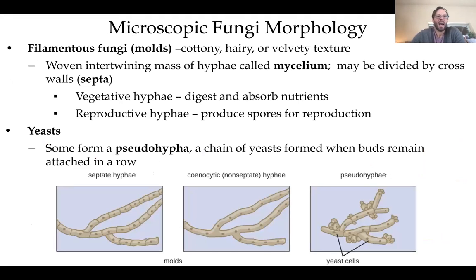This is looking at the two different types of hyphae. So vegetative hyphae is what's going to be used to digest and absorb nutrients. Reproductive hyphae is what's going to produce spores.